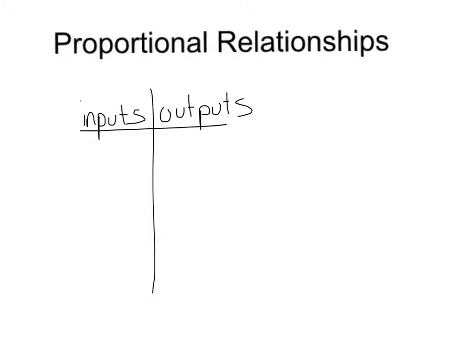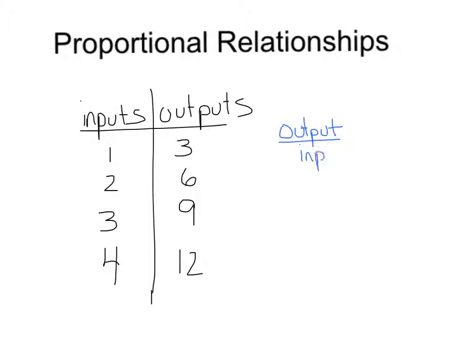So for example, if I have my inputs and my outputs, and I might have this be 1, 2, 3, 4. And maybe my output is 3, 6, 9, 12. If I began to write output over input for each of these. So if I take the first, my output is 3, my input is 1. So it has a 3-to-1 ratio. Okay. Take the next one.